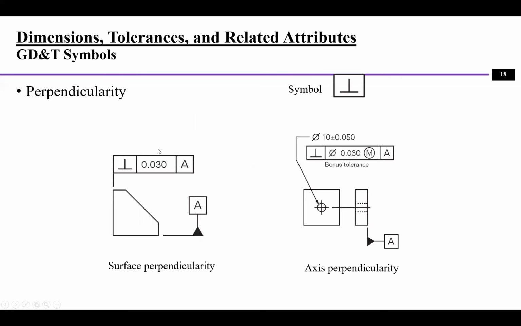Perpendicularity. Similarly, we can use this symbol to define a perpendicularity with the datum A, and then for this plane, how do you define its tolerance zone here? And this is the control frame you can draw, to define the feature. And this is actually at the axis perpendicularity. This is a surface perpendicularity.